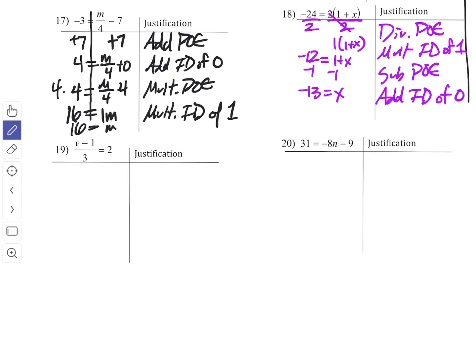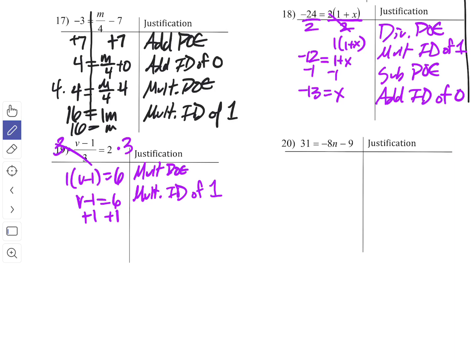Okay, number 19, we've got v minus 1 divided by 3, so the whole thing is divided by 3. So remember, we times by 3 on both sides first. That gives us 1 times v minus 1 equals 2 times 3 is 6. Use the multiplication property of equality. Then we're going to use that multiplicative identity of 1. And we come up with v minus 1 equals 6. Add 1 to both sides, and we get v plus 0 equals 7. Drop the 0, and we get 7. So we use the addition property of equality and then the additive identity of 0.